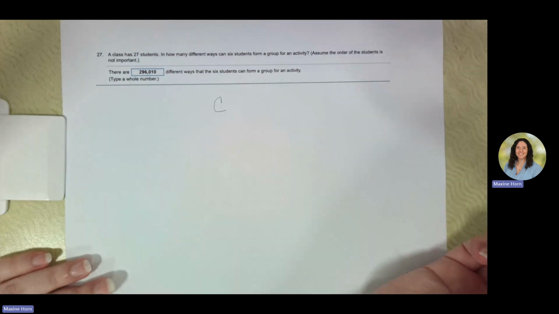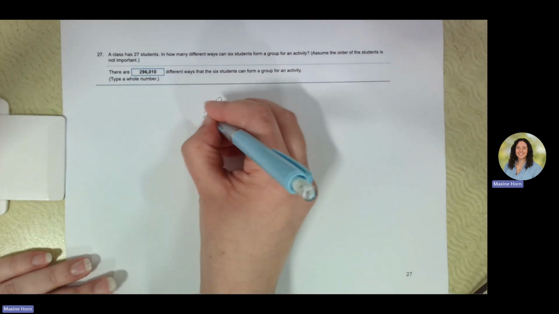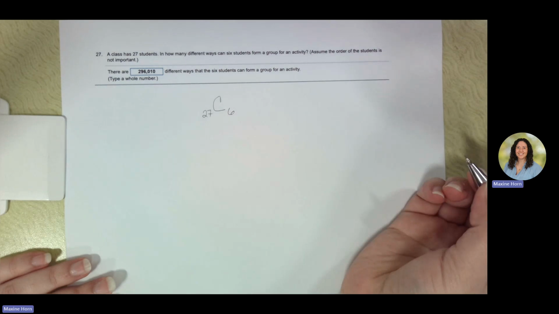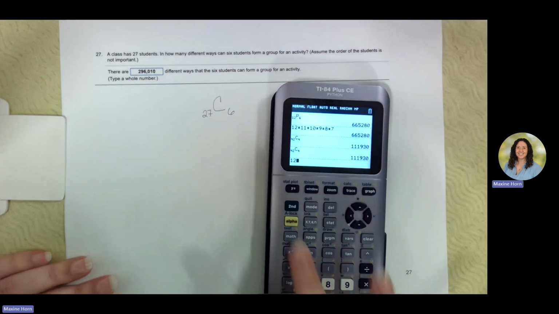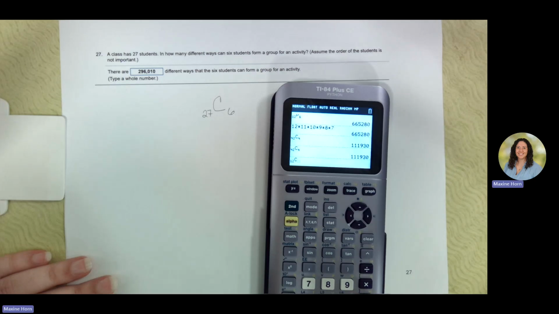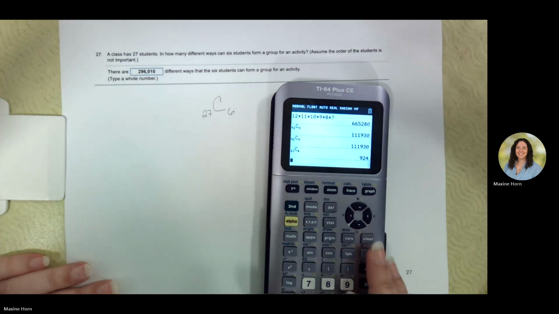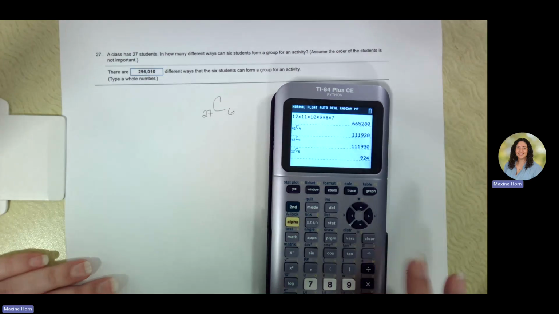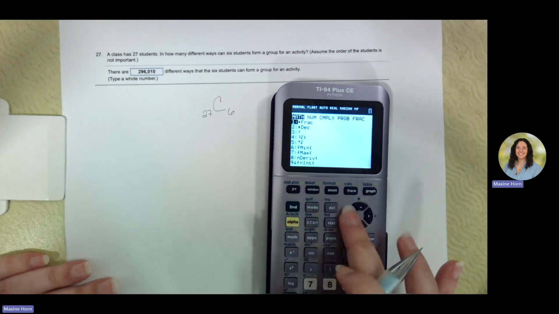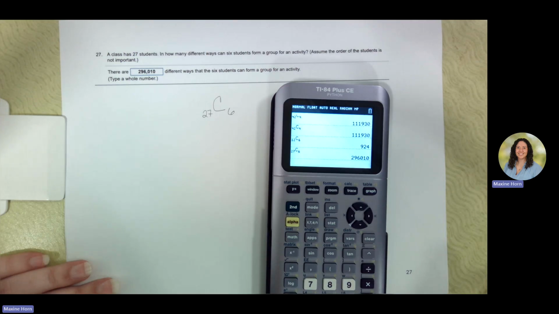Okay, and then class has 27 students. And how many different ways can 6 students form a group for an activity? Assume the order of the students is not important. Okay, if the order is not important, it's a combination. Okay, there's 27 students. How many of them am I choosing? Choosing 6 of them. So 12 choose 6. Oops. It's not 12, it's 27. Where did I get 12 from? 27. Choose 6. There we go. That makes more sense. I don't know where I was getting 12.